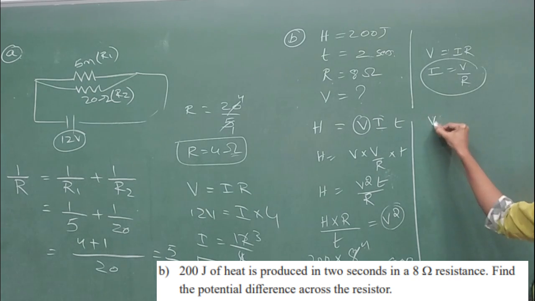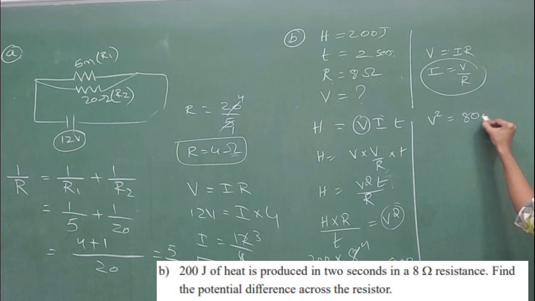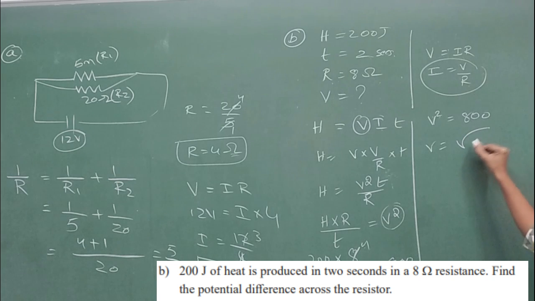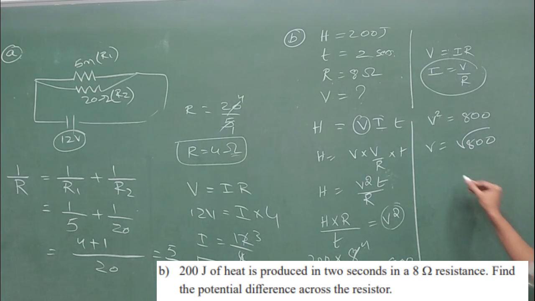So here V square is equal to 800. So V is equal to square root of 800 you have to do. So square root of 800 is approximately 28.2 volts. Okay, so this much is the answer that you will get. Right, so that is all about the problem B.